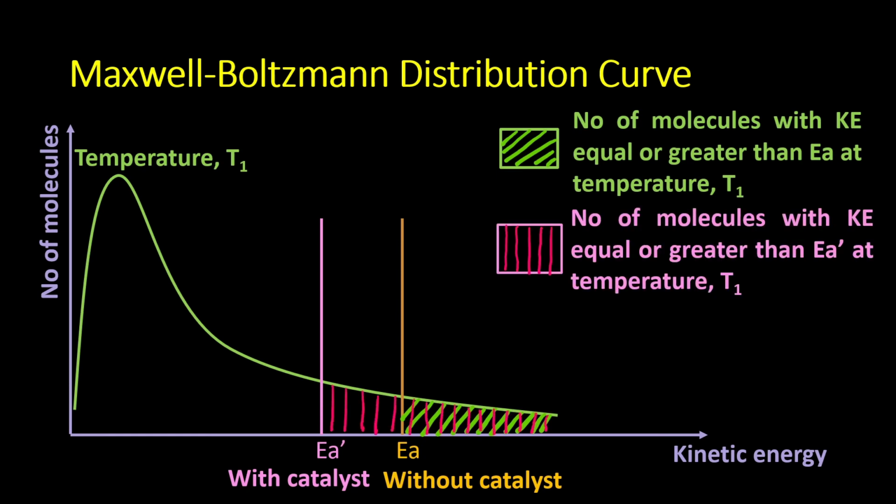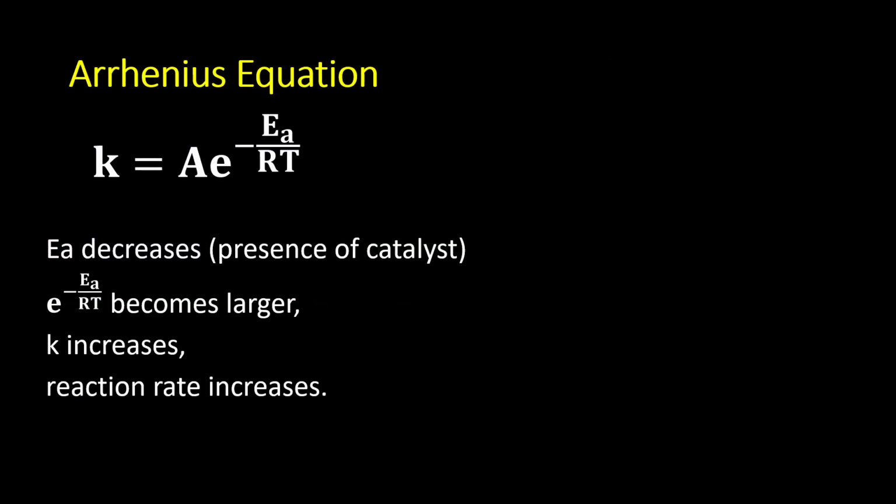And we can see that with the presence of catalyst, now more molecules have kinetic energy equal or greater than the lower activation energy. Therefore, we can say that the exponential negative Ea over RT term becomes larger with the presence of catalyst because the activation energy decreases. This causes the rate constant k to increase and therefore the reaction rate to increase as well.